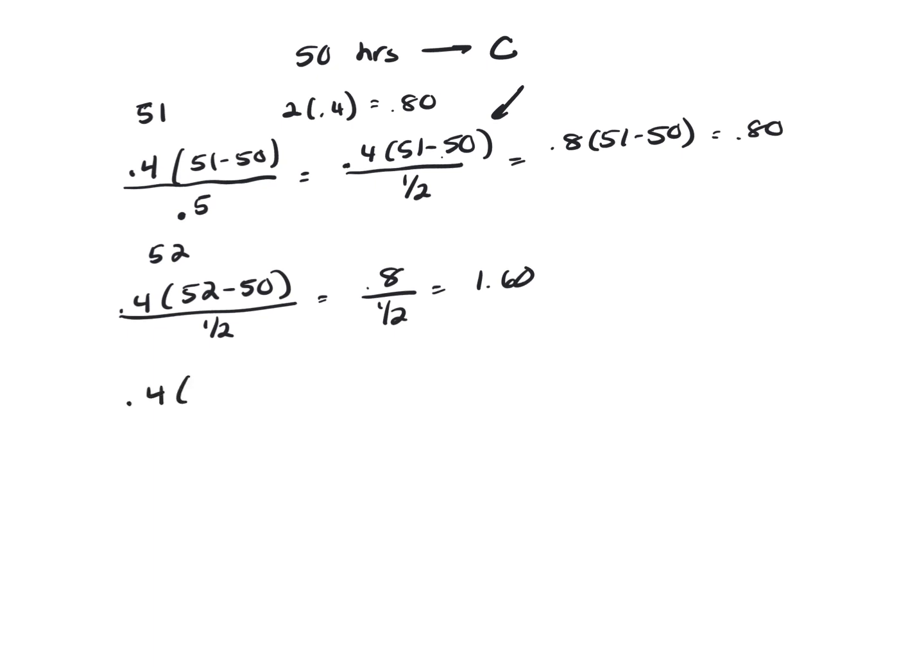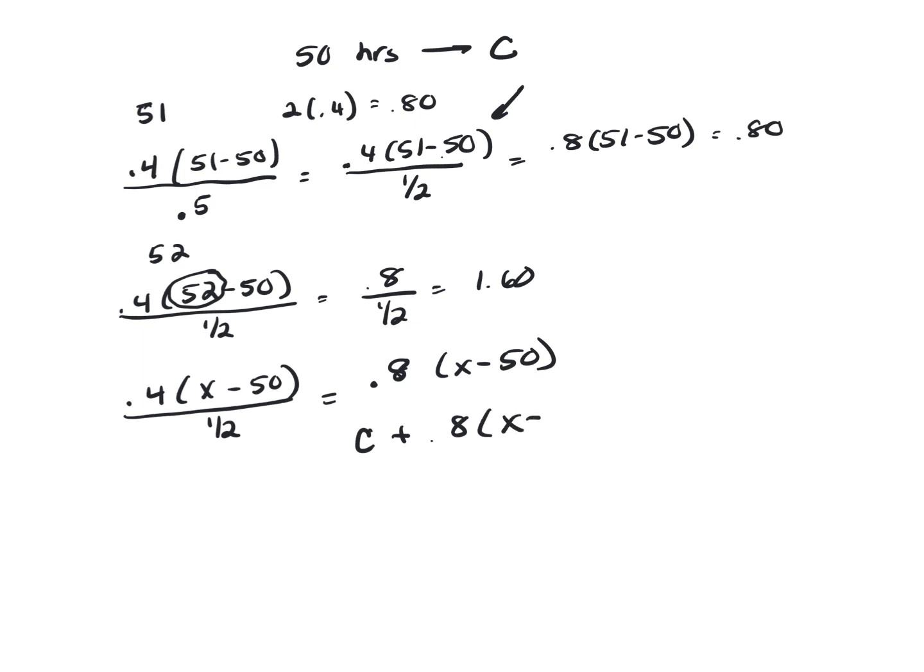Okay, so now our formula then is 0.4 times, we don't know how many hours that's going to be, so let's call that X minus 50 over 1/2, which is 0.8, multiply top and bottom by 2, 0.8 times X minus 50. And that's just the additional amount over 50, so it would be C plus 0.8 times X minus 50. And that would be answer D.